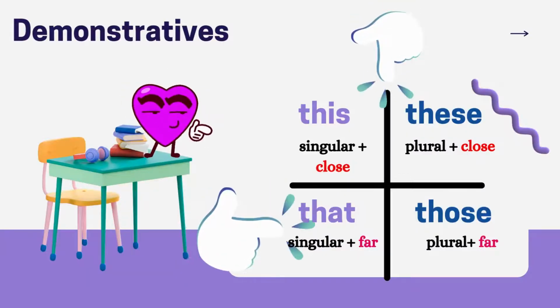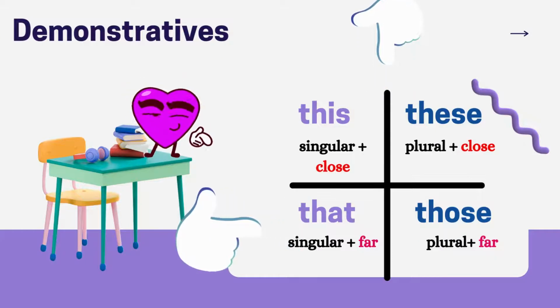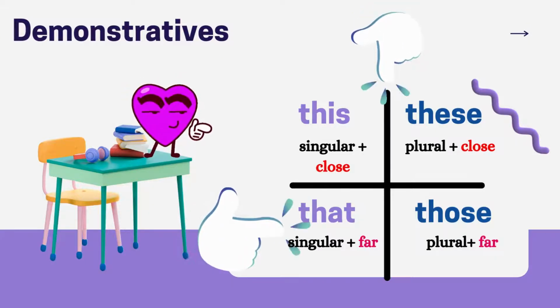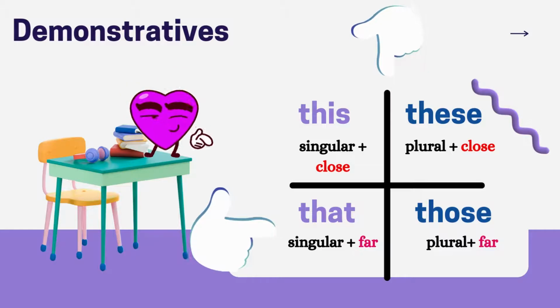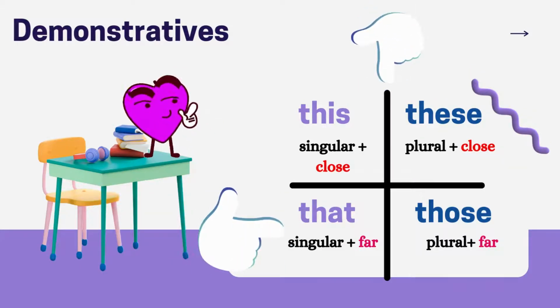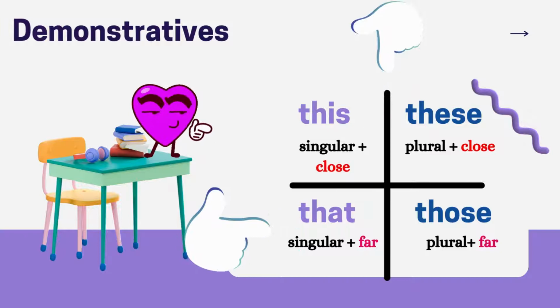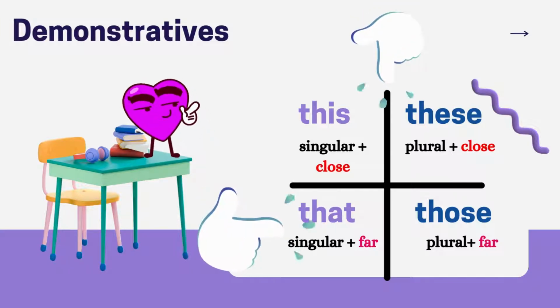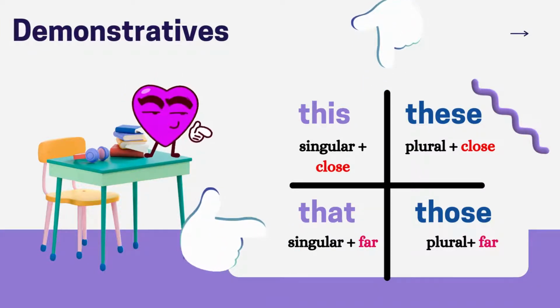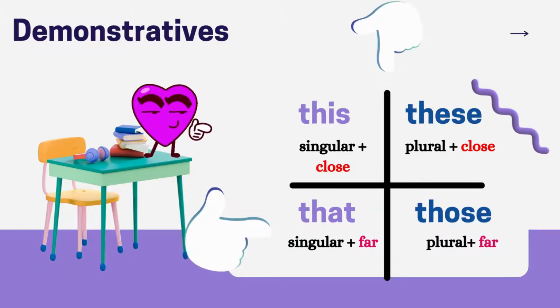The first topic we spoke about was the use of demonstratives. We use this and these for things that are close or near to us. This is for singular and these is for plural. The second one has a longer sound: these. We use that and those to speak about things that are far from us. That is for singular and those is for plural.